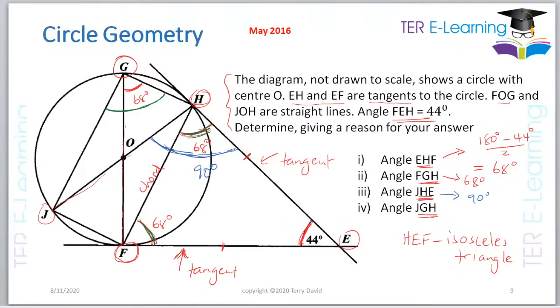So I see Tiffany saying 22 degrees. How do you get that? Well, it can't be 22 degrees because you have that 68. It has to be something bigger than 68 degrees. So we want JGH, that's this angle here, this whole angle. That whole angle has to be more than 68.